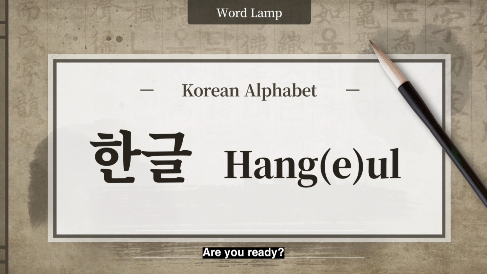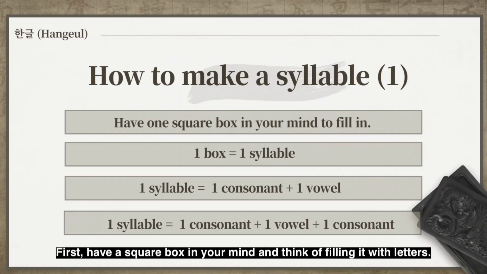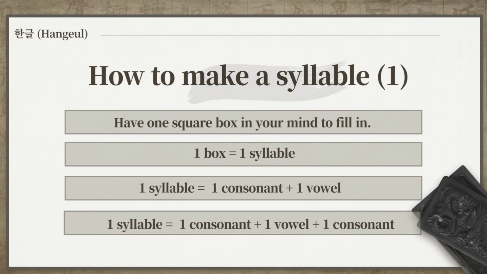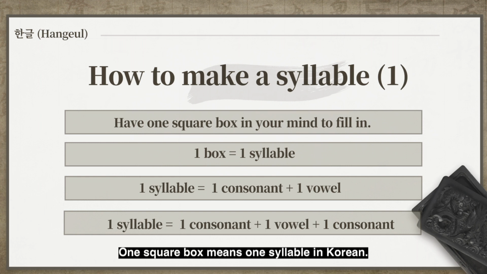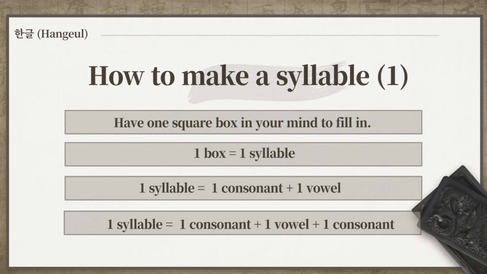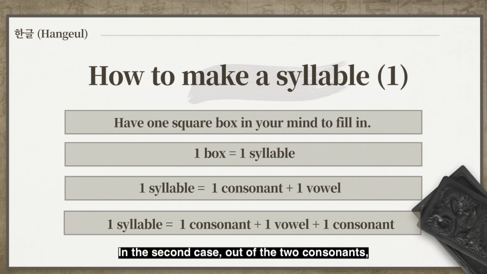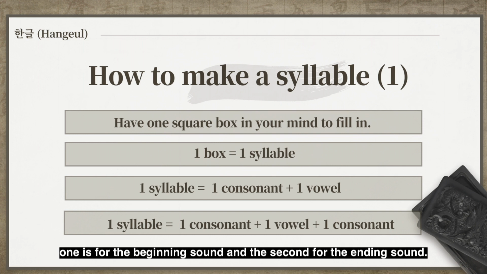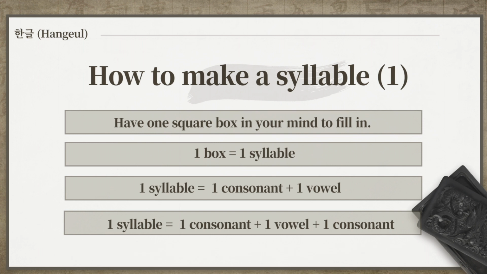Are you ready? First, have a square box in your mind and think of filling it with letters. One square box means one syllable in Korean. You can make one syllable with a combination of one consonant and one vowel, or two consonants and one vowel. In the second case, out of the two consonants, one is for the beginning sound and the second for the ending sound.